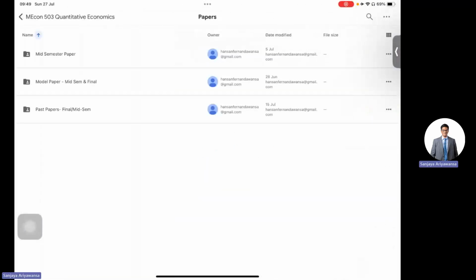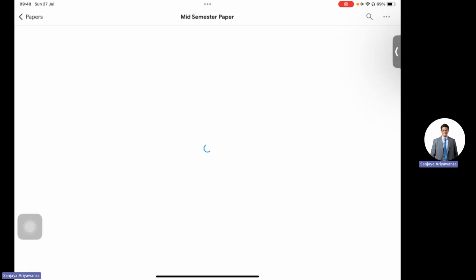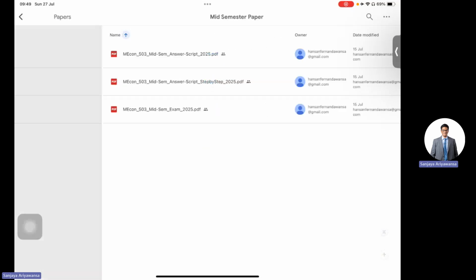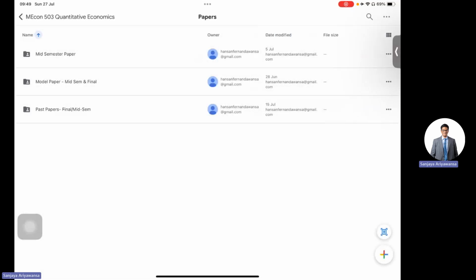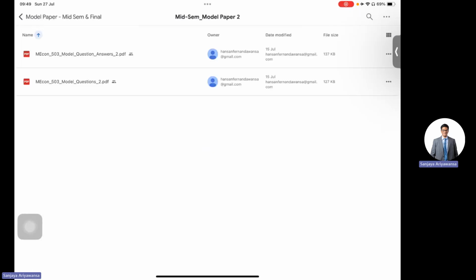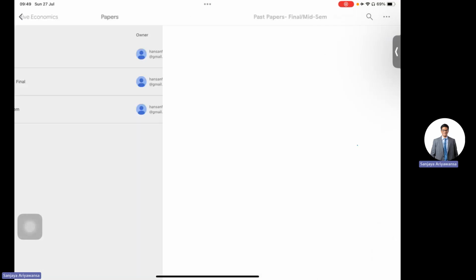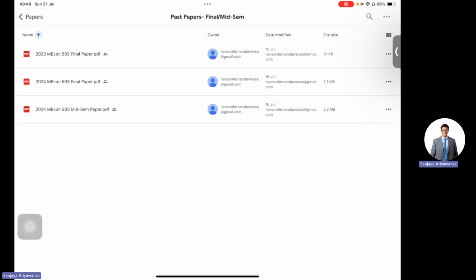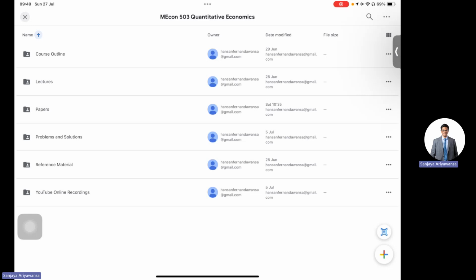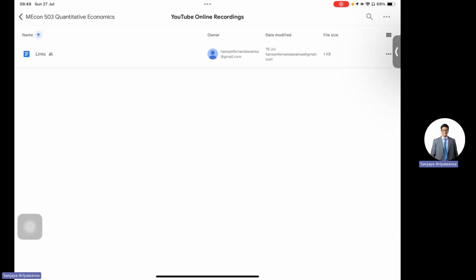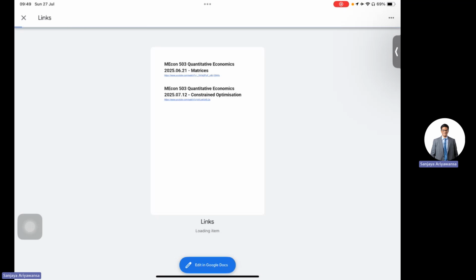And in terms of papers, I've uploaded the mid-semester paper along with the answers. I've uploaded another model paper for the mid-sem. And as promised, I will upload a final exam model paper as well. The past papers also have been uploaded here, 2024 and 2023. So maybe go through all of this, and the YouTube online recordings also I've given here in case you missed them.